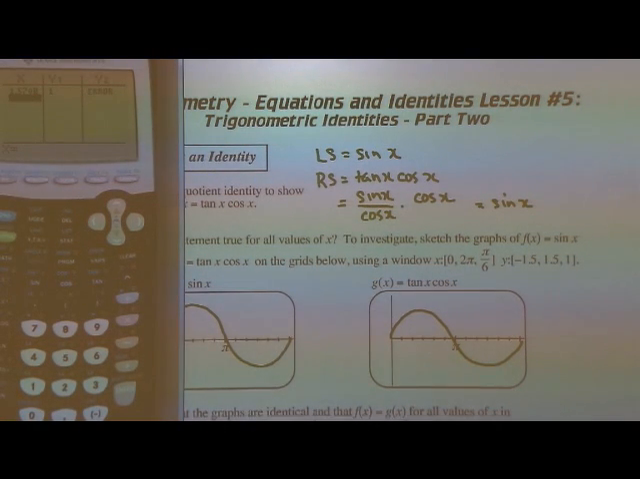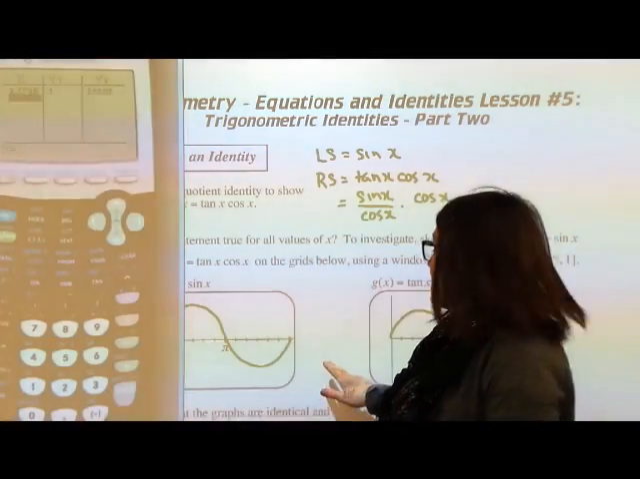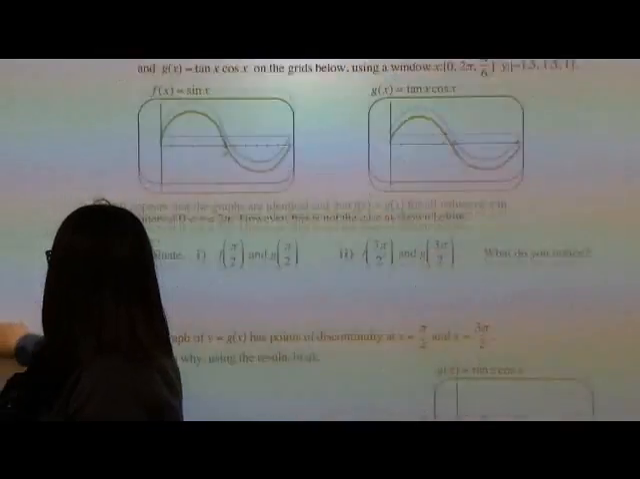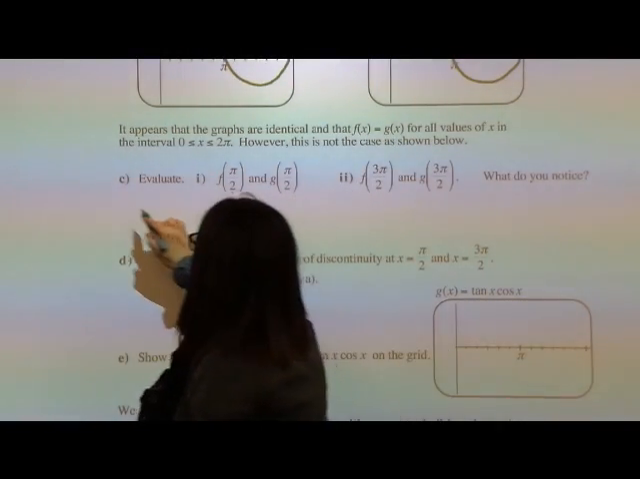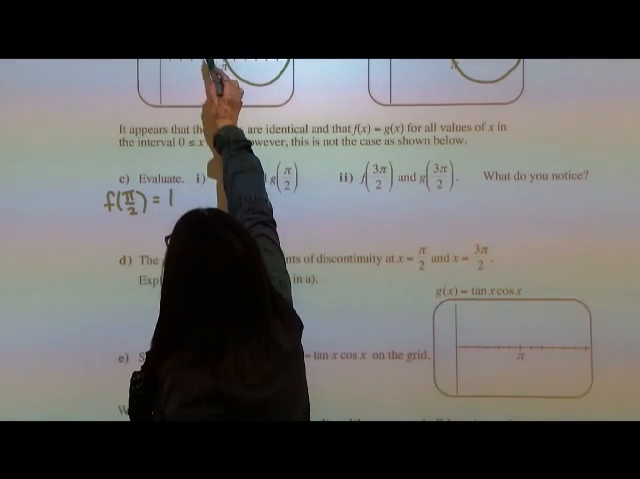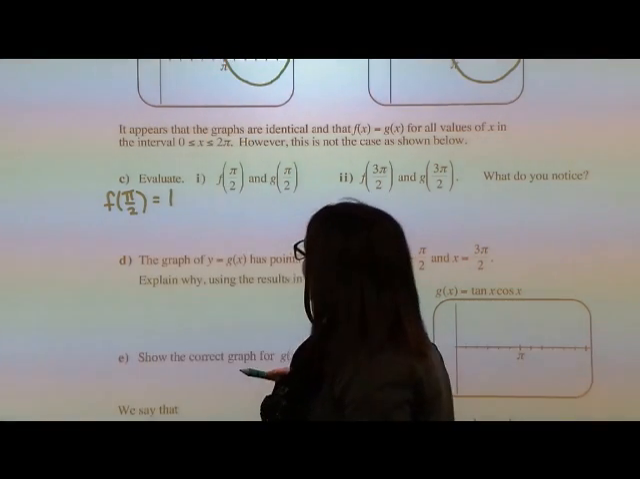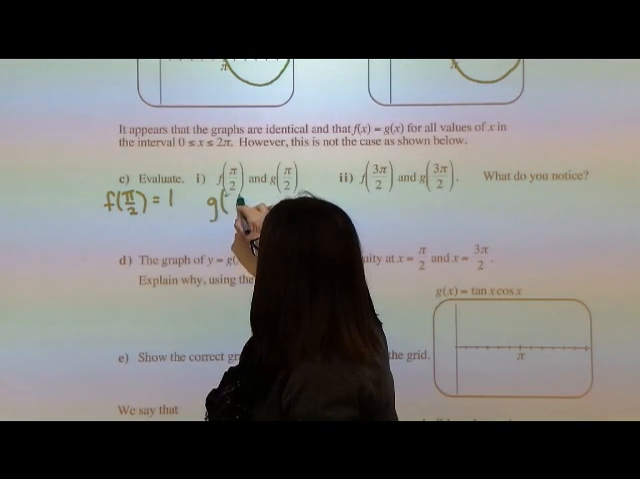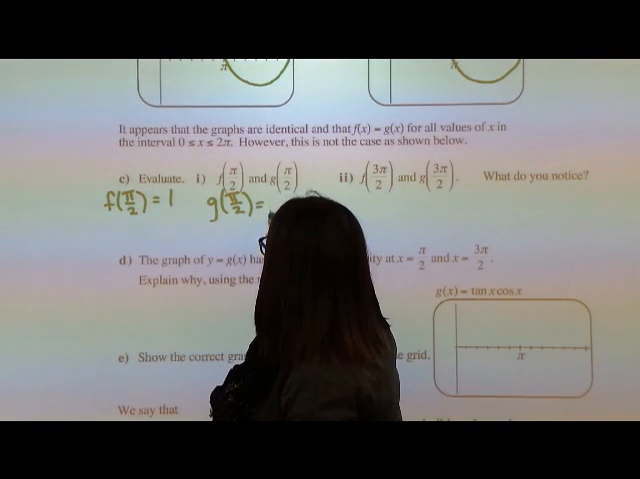What does pi over 2 equal in the first graph? And what does it equal in the second graph? An error, meaning that it's undefined. So f of pi over 2 is equal to 1. That's this value right here. And g of pi over 2 is undefined.